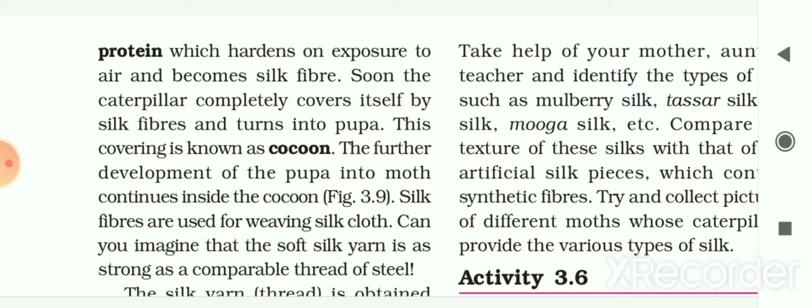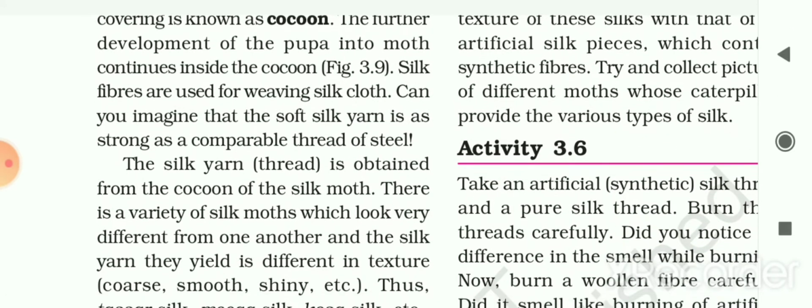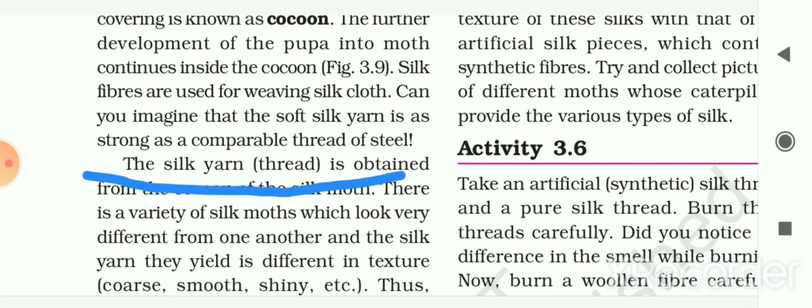So the caterpillar secretes the fiber made up of protein, which hardens on exposure to air and becomes silk fiber. Soon the caterpillar completely covers itself with silk fibers and turns into a pupa. This covering is also known as cocoon. And further development of the pupa into a moth continues inside the cocoon, as we had seen in the last figure.